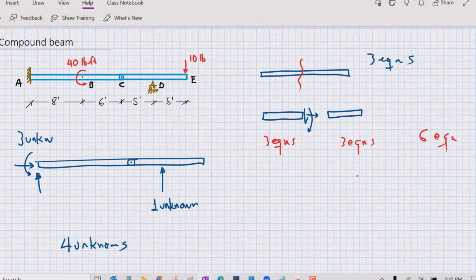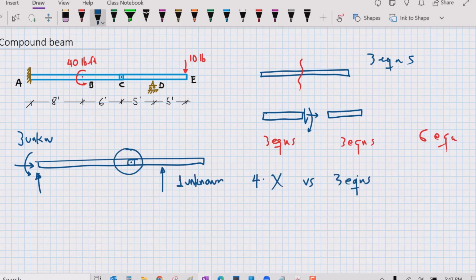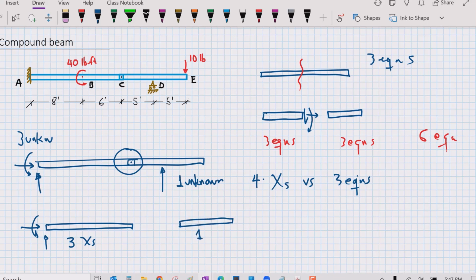And only 3 equations for the whole thing. You have only 3 equations. Now you cut here. You still have your 3 unknowns here. You still have your unknown here. This reaction here, 1 unknown.